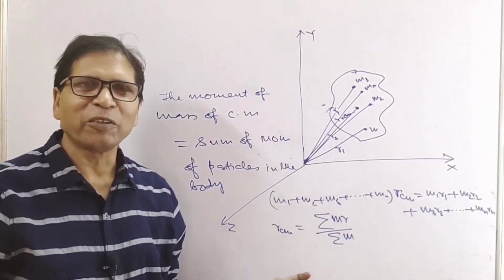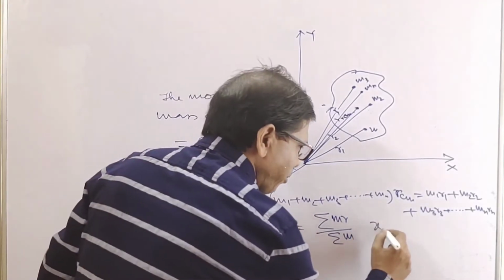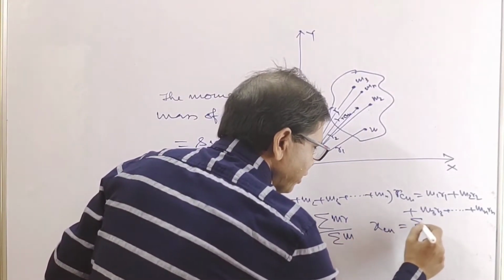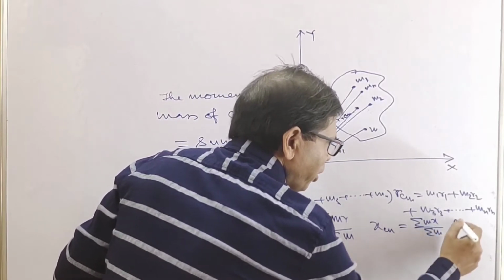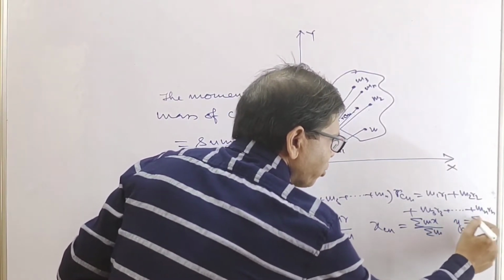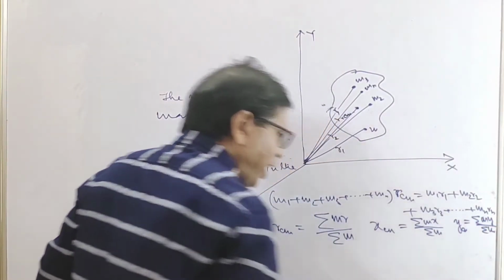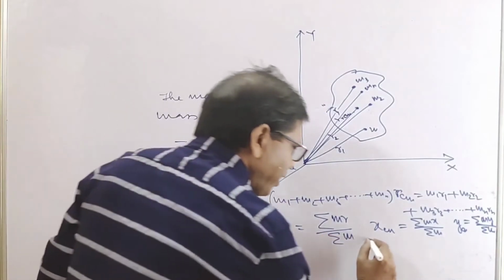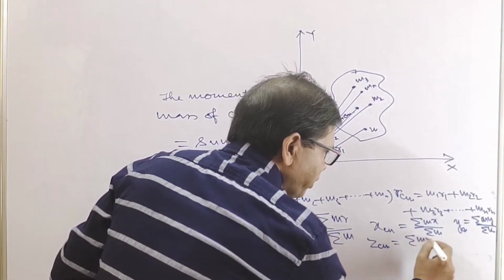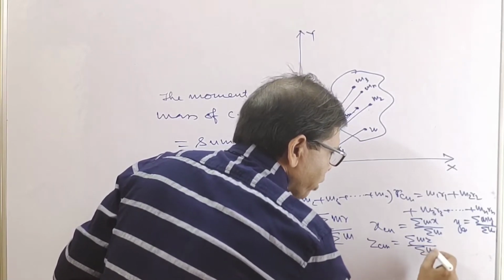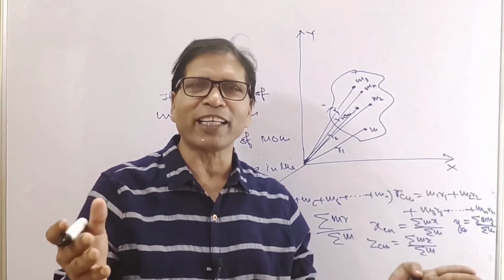Now with respect to the x-axis, xcm becomes sigma mx divided by sigma m. In the same way, ycm is equal to sigma my divided by sigma m, and zcm is sigma mz divided by sigma m. Now these formulas are the formulas for discrete particles.